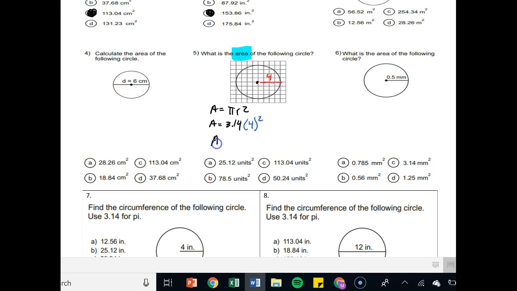When we do that, area is equal to 50.24 units squared. Notice they didn't tell you it was inches or centimeters or anything like that. It's just, if I count all the squares inside the circle, I can put 50.24 1 by 1 squares in there. Number 6, I will have you do in a puzzle.